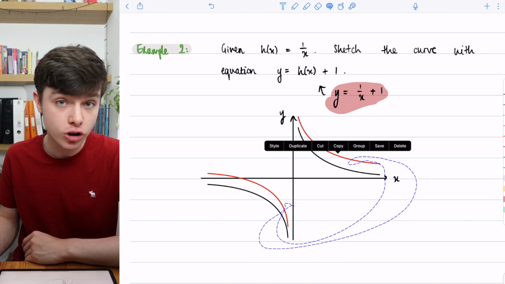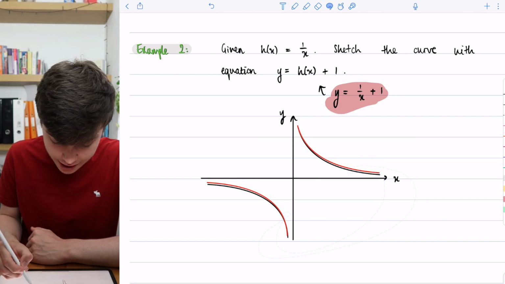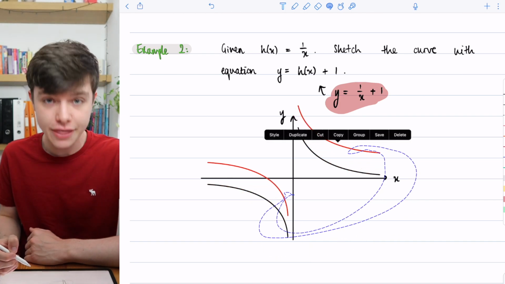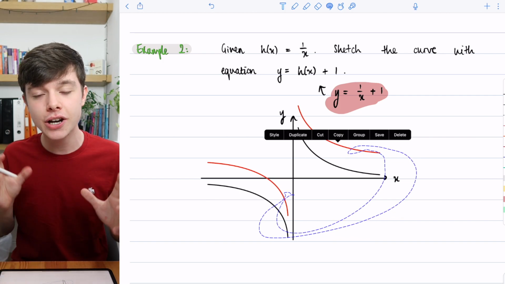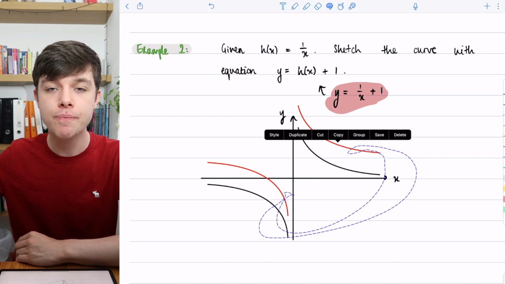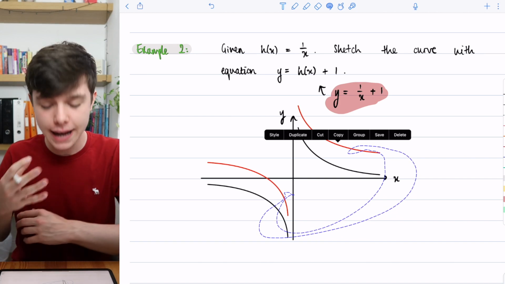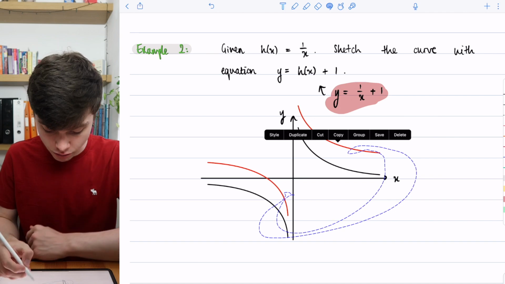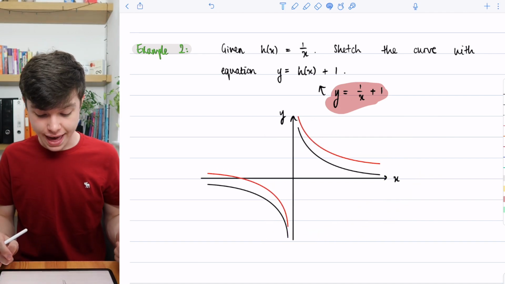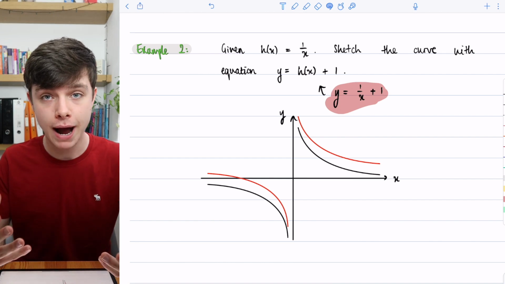Now, your graph could be a little bit different to mine. We started here and I moved it up 1 like that, but yours could look maybe something like that. We don't have scaling on our graph, so we're going to need to have a think about asymptotes, and that way we can get a better look at our graph. So I'm going to move mine down a little bit and have it there. That is my graph moved up by 1.